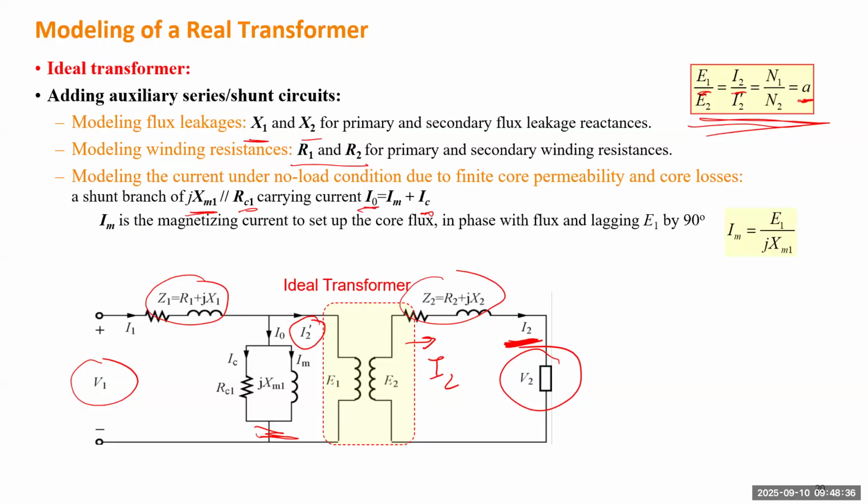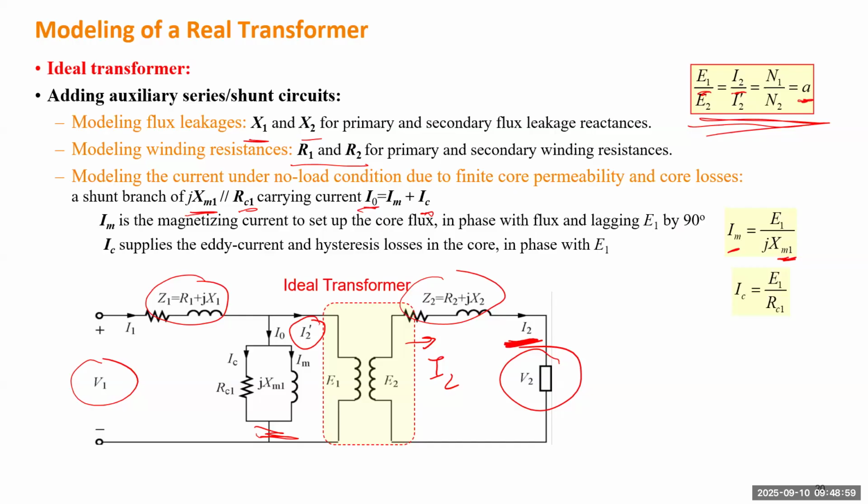IM is the magnetizing current to set up the core flux, in phase with the flux and lagging the primary voltage by 90 degrees, because IM is equal to the primary side voltage divided by the reactance of this shunt branch. IC is actually the eddy current, and it just provides the power to balance the loss of the transformer while building up the magnetic field.